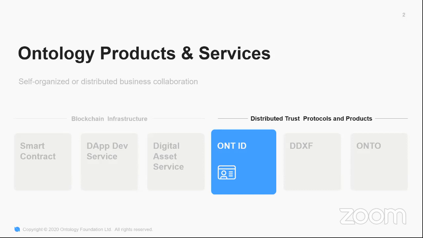So I will give you a brief introduction about Ont Id, which is the identity framework of Ontology. Ont Id is part of Ontology products and services based on the blockchain infrastructure with smart contract, dev services, and digital asset services. Ont Id is one of our distributed trust protocols and products, which closely cooperates with the other components like DDXF, our decentralized data exchange framework, and ONTO, our client. So let's begin.